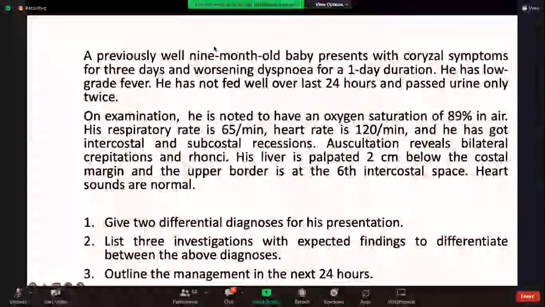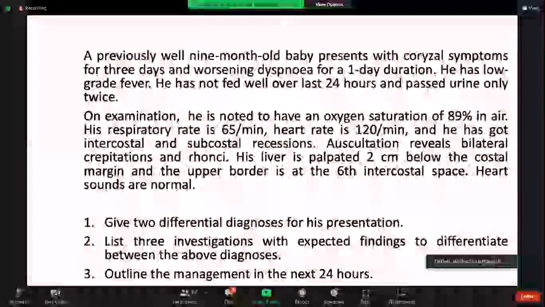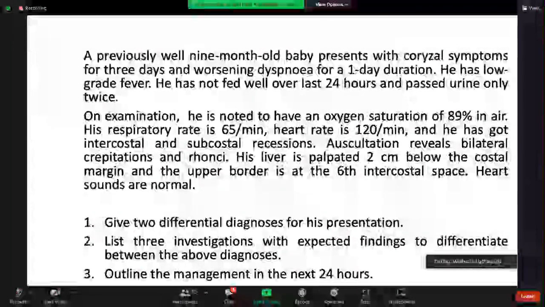Others, are you happy? No, madam, oral feeding is not possible in this baby, madam. Yeah, just see, the respiratory rate is 65. The baby is having intercostal and subcostal recession. Would you think it's a good idea to continue breastfeeding in this baby? No, madam, this baby is having moderate to severe distress. So then, what is the other option you have? How would you feed this baby?